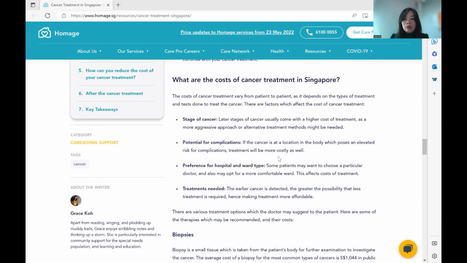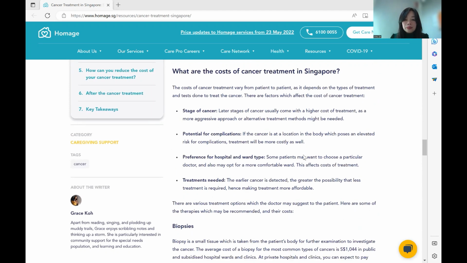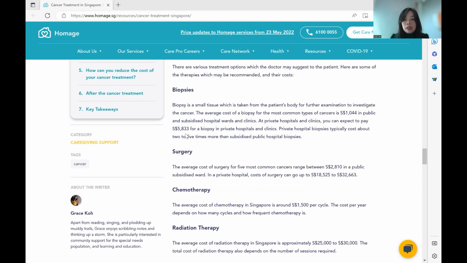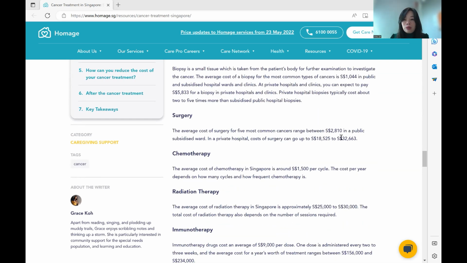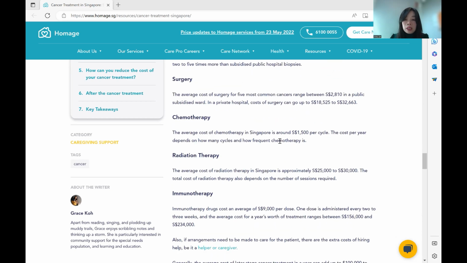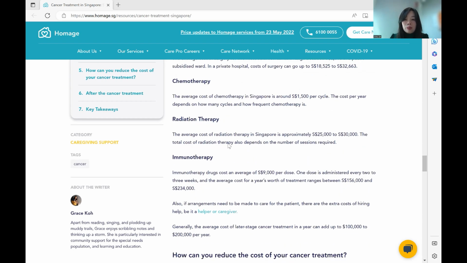This site also touches on the cost of cancer treatment. A biopsy can easily cost $1,000 in a public hospital and close to $6,000 in private hospitals. Surgery can cost $2,000 to close to $3,000 in a public hospital, and in a private hospital can even cost up to 30-over thousand. Chemotherapy will be $1,500 per cycle, so the cost per year depends on how many cycles and how frequent the chemotherapy is. Radiotherapy will be approximately $25,000 to $30,000.